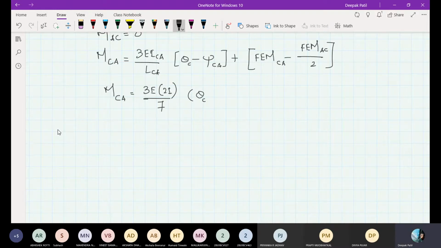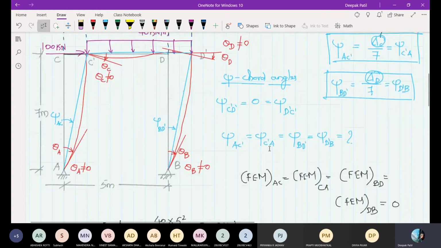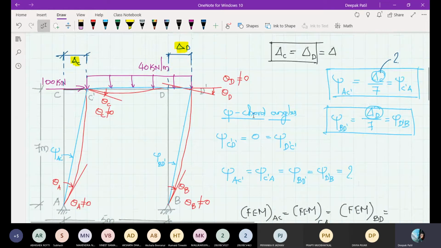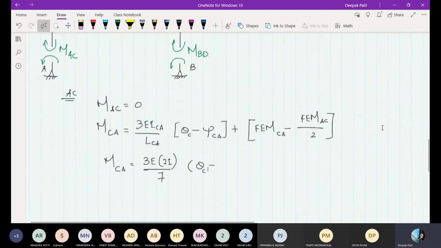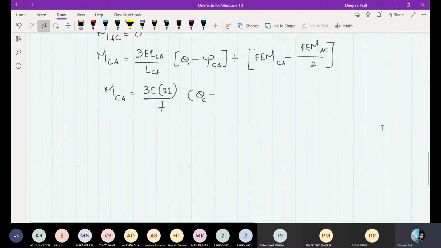Theta C minus xi CA. What is xi CA? We already found that. Xi CA or xi AC dash, both are the same. So it is delta C divided by 7. Minus delta C, or I will write only delta, because delta C and delta D are both the same. So let me write only the delta term.